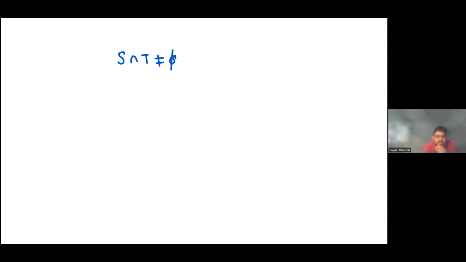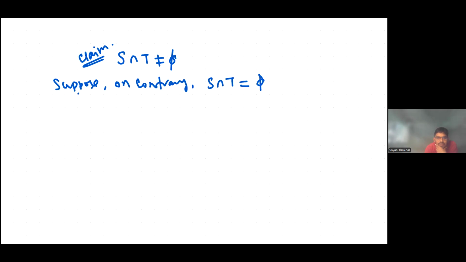Suppose, on the contrary, that S intersection T is phi. Now S is a subset of the group, and T is also a subset of the group. Why? Because G is a group, so S_I is an element of G, so S_I inverse also belongs to G. G belongs to G, so G S_I inverse also belongs to G by the closure property.